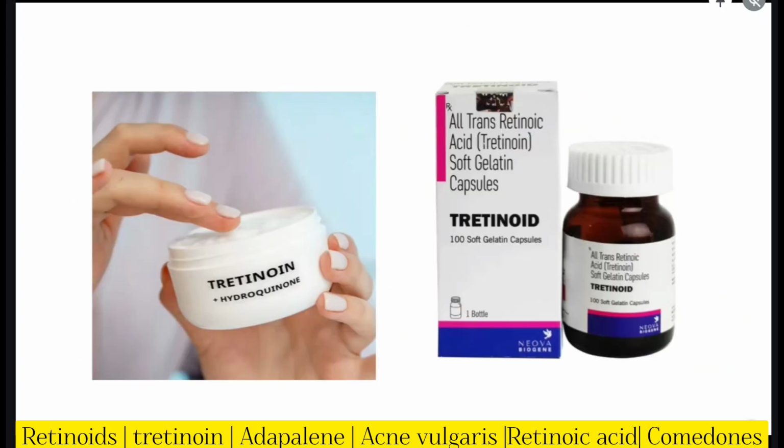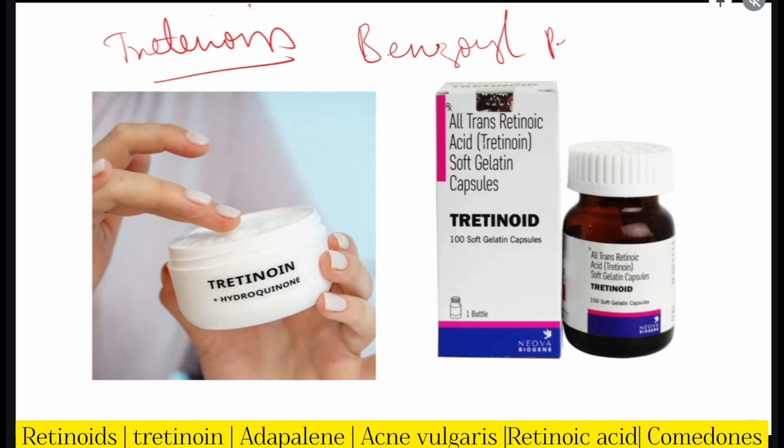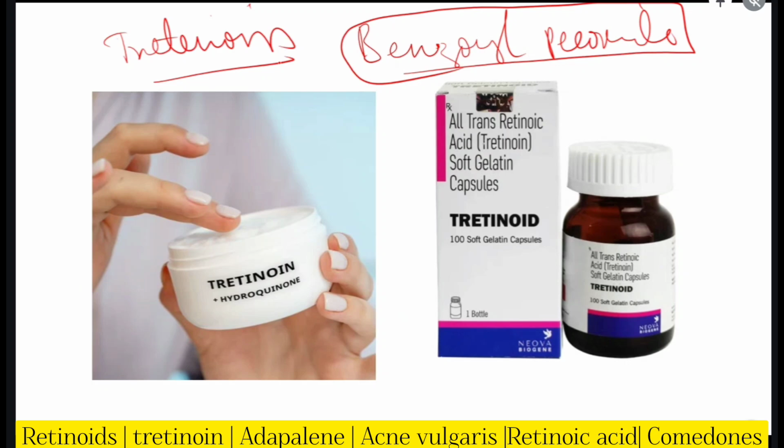Now, as I told, tretinoin has some disadvantages, like it can cause dry skin and irritation. And one more very important point I forgot to tell: tretinoin, when it is applied along with benzoyl peroxide. Actually, benzoyl peroxide is very commonly applied with retinoids. So when tretinoin and benzoyl peroxide are applied together, it has some incompatibilities. That's why tretinoin is never combined. It is not effective with benzoyl peroxide.